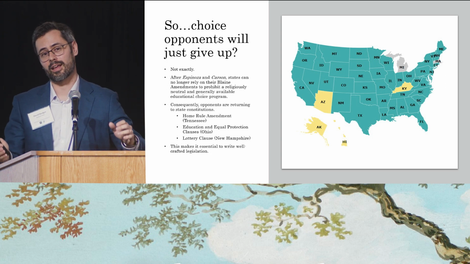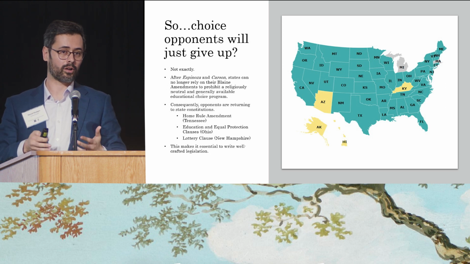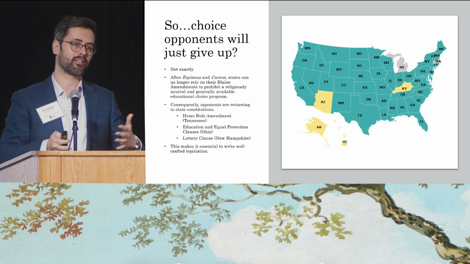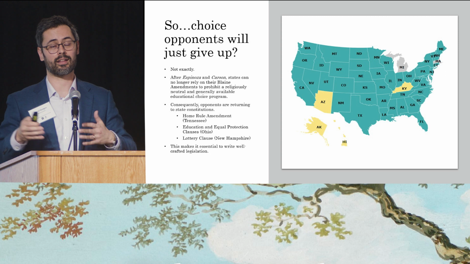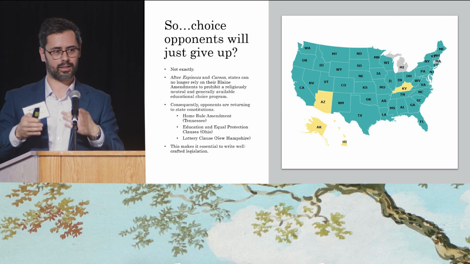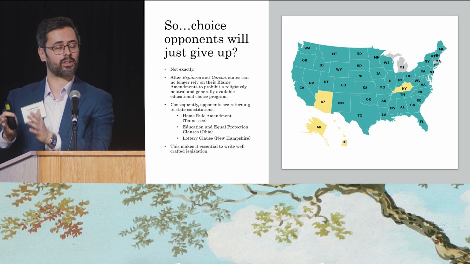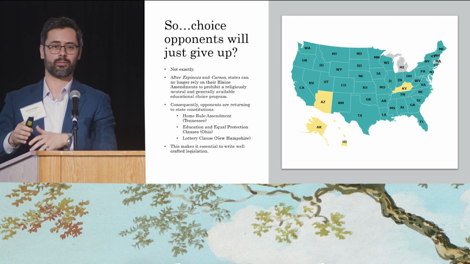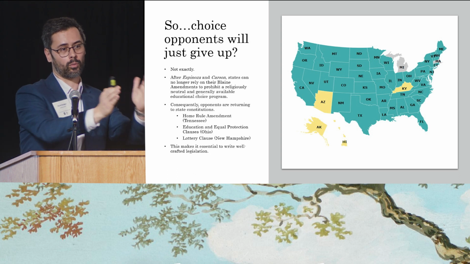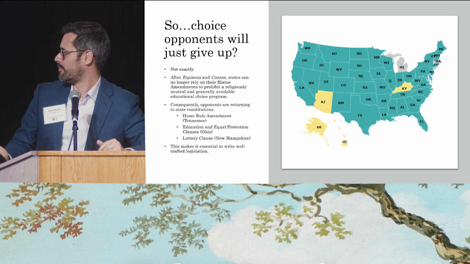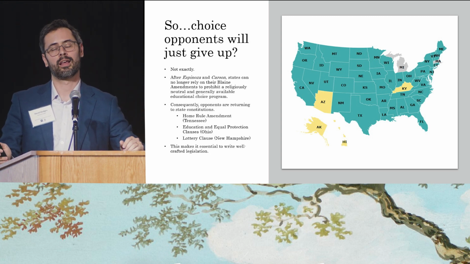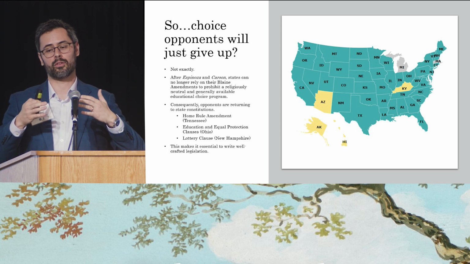So what we've seen is that since Espinoza and Carson, but really even before that, the opponents of educational choice programs have been shifting to other kinds of challenges. For example, in Tennessee, they sued and lost over a case involving the Home Rule Amendment. There was a program in the state that specifically focused on kids who were in failing schools, and the teachers sued, saying that it violates this provision of the Constitution because it only applies to one part of the school district.